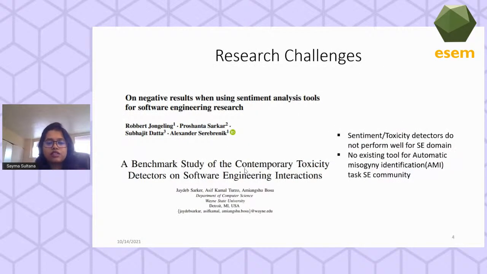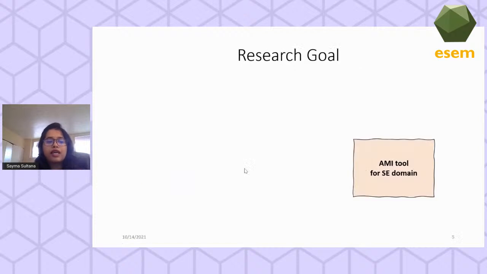Multiple studies have been conducted for the automatic misogyny identification or AMI task, but they are based on Twitter data or YouTube comments. And there is no tool to identify misogynistic text for the software engineering domain. Zhang Ling and his colleagues showed that existing sentiment analysis tools do not work well for the software engineering domain. Additionally, Sarkar and his colleagues showed that existing toxicity detector tools do not perform well on the dataset collected from the communication of software engineers. So, we aim to build a customized AMI tool for the software engineering domain.